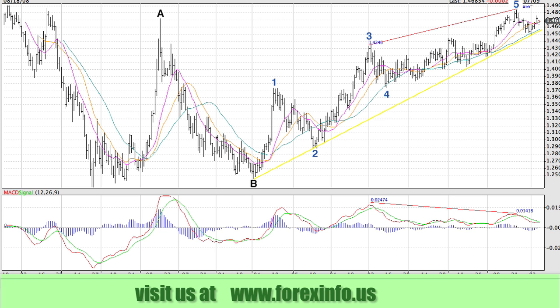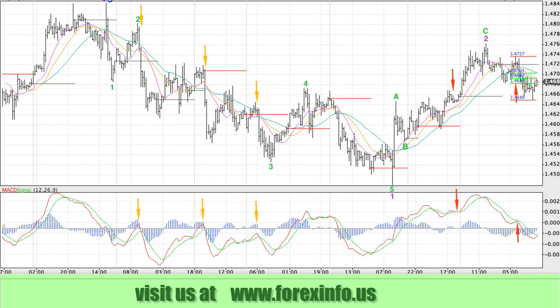So we're expecting in the near term, let's just go back to our hourly chart. In the near term today, we've had a downwards movement last night and it's retracing up. I expect it to get up to 1.4703 today and then to turn downwards again.